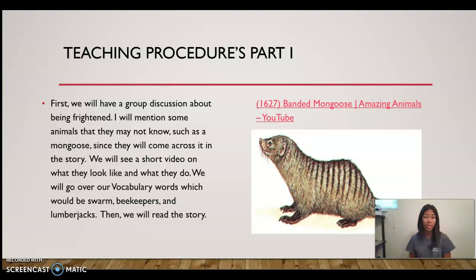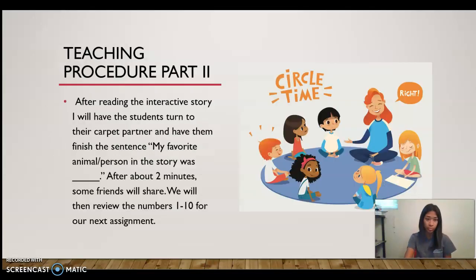Then we'll go over vocabulary words. I picked the word swarm because there's a bee swarm, then beekeepers because I'm not sure if they know what that is, and lumberjacks because I don't know if kindergartners know what that is either. After that, we'll read the story.